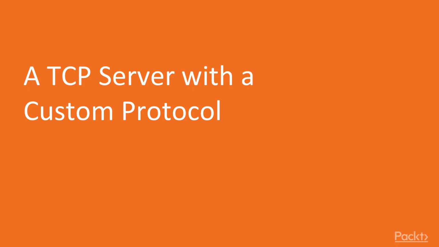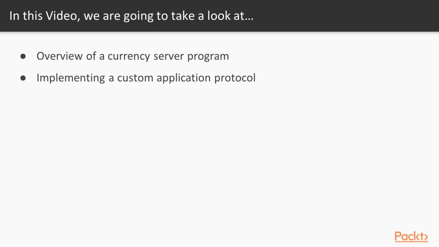Creating a simple TCP server program with a custom application protocol. To get started in this section, we're going to look at the creation of a simple currency lookup service that uses TCP to return currency information to its clients. We're also going to explore the custom text-based application protocol that the server uses to send data to its clients. Now let us take a look at the currency server.